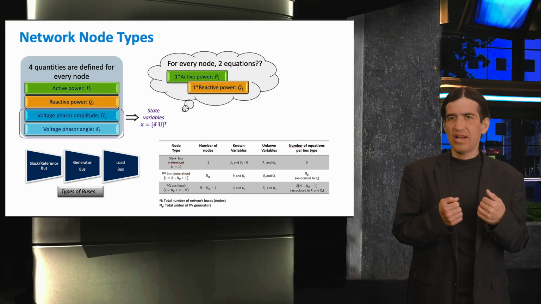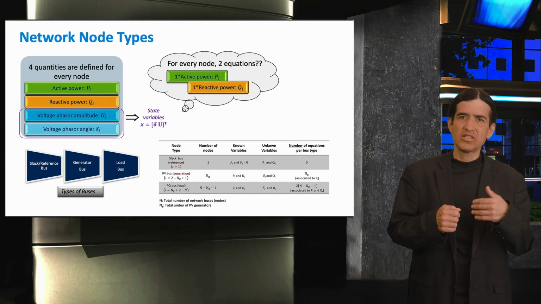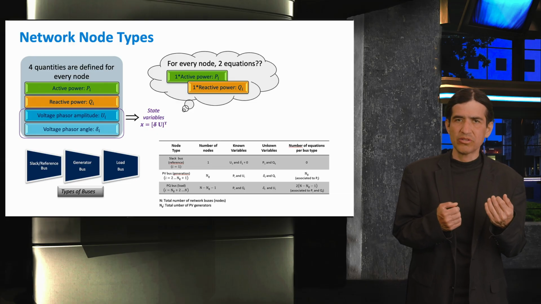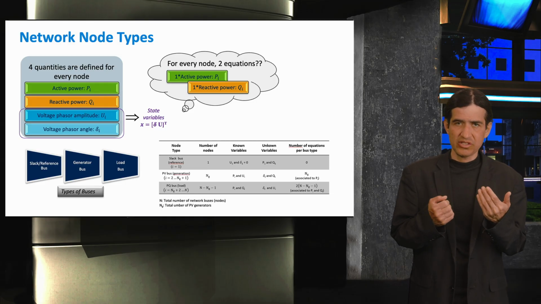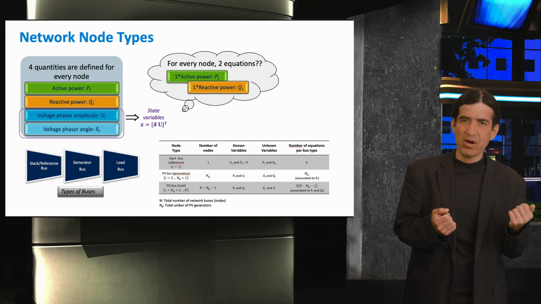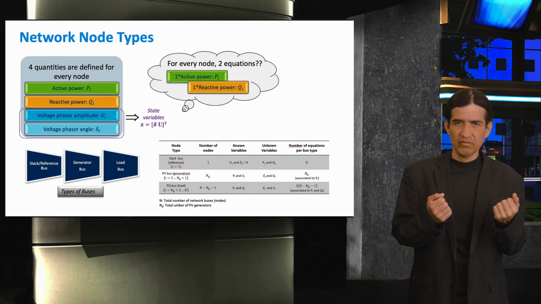Summarizing, a slack bus has no equations to solve since both voltage magnitude and angle are specified. A PV bus requires one equation, active power, to be iterated, as voltage magnitude is known and reactive power is adjusted. A PQ bus requires two equations, active and reactive power, since both voltage magnitude and angle are unknown and must be solved.